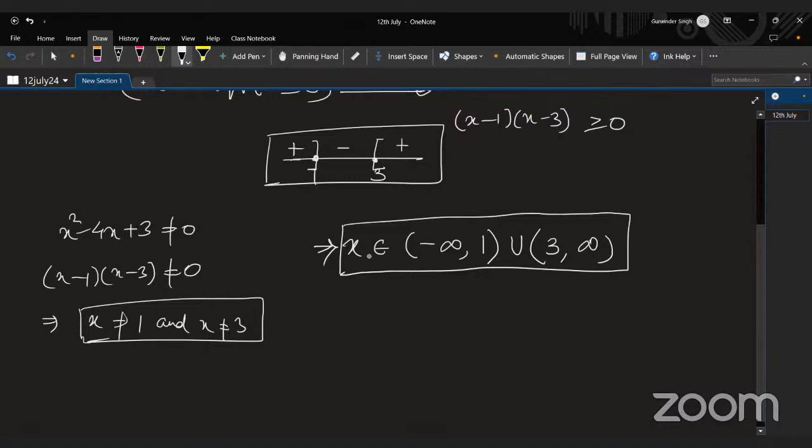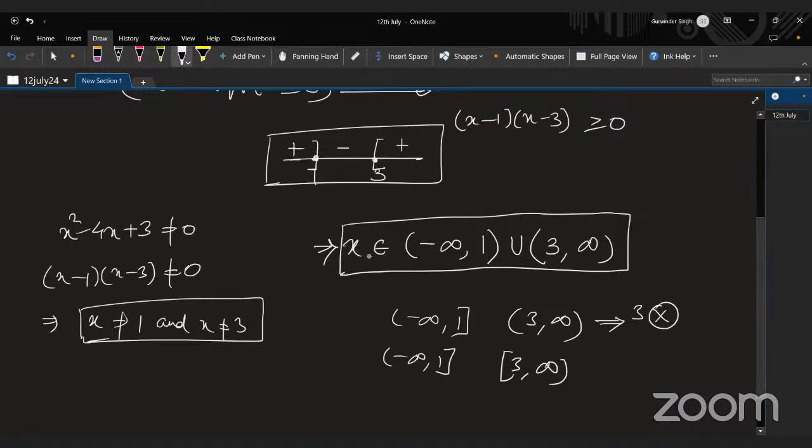Fine. You got how we did it. First of all, you should know how we are writing this. I had taught it in the first set theory class, where I taught you what these symbols mean. If I am writing minus infinity to 1, what does this mean? If I am writing 3 to infinity, this means that 3 is not included. But this means that 3 is included. Similarly, this means that 1 is included.